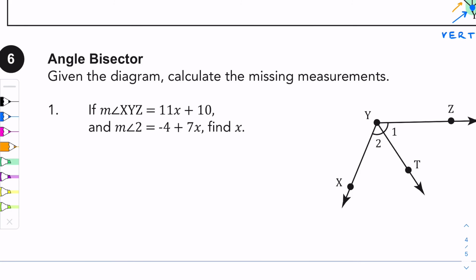All right, the first example says, given the diagram, calculate the missing measurements. If the measure of XYZ is equal to 11x plus 10, and the measure of angle 2 is equal to negative 4 plus 7x, find the value of x.